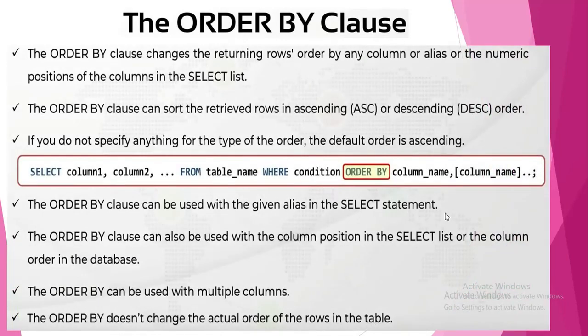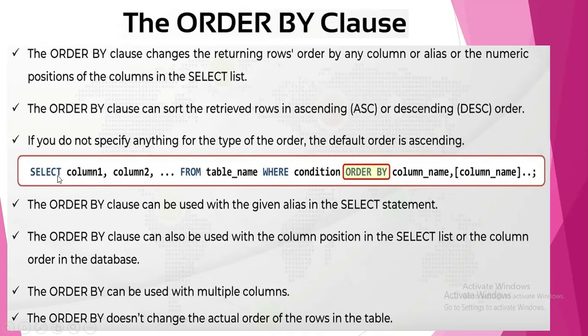The order by clause changes the order of the returned rows by any column, alias, or numeric position of the columns in the select list. The order by clause can sort the returned rows in ascending or descending order. If you do not specify the type of order, the default order is ascending.